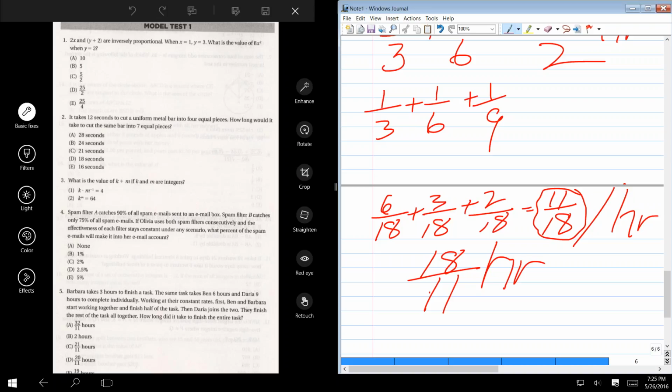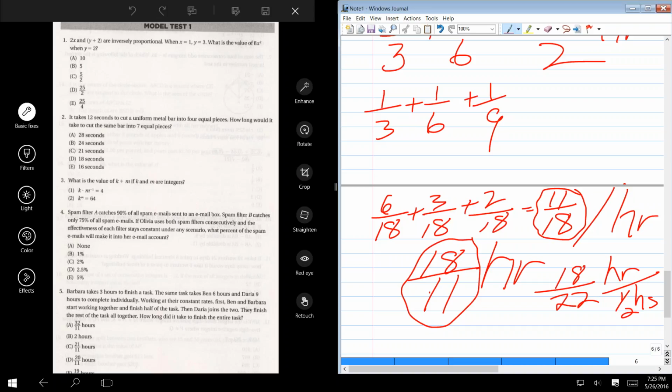Well, what's half of that? If the 3 of them were working together from the start, it would take 18/11 hours to do the whole house, right? So it's just going to take 9/11 hours to do the other half.